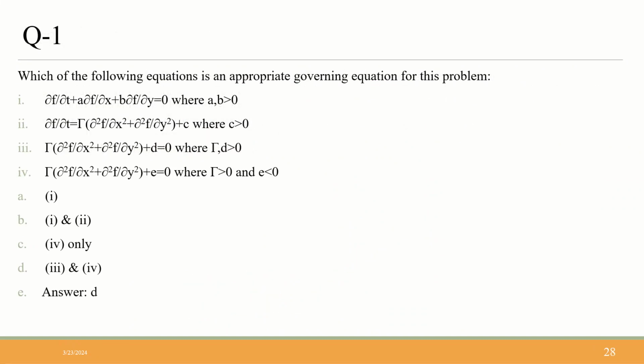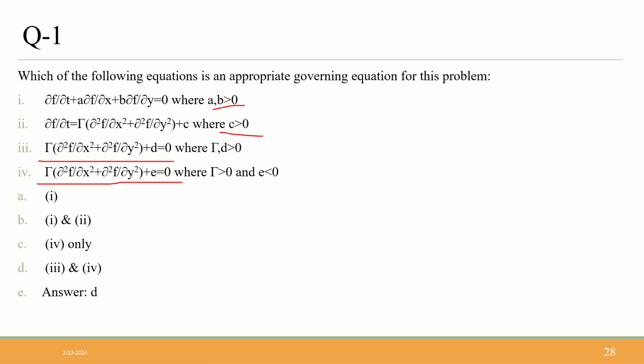Question 1. Which of the following equations are appropriate governing equations for this problem? First one, ∂f/∂t + a ∂f/∂x + b ∂f/∂y = 0, where a, b are greater than 0. Second, ∂f/∂t = γ(∂²f/∂x² + ∂²f/∂y²) + c, where c is greater than 0. And this one, ∂²f/∂x² + ∂²f/∂y² + d = 0.